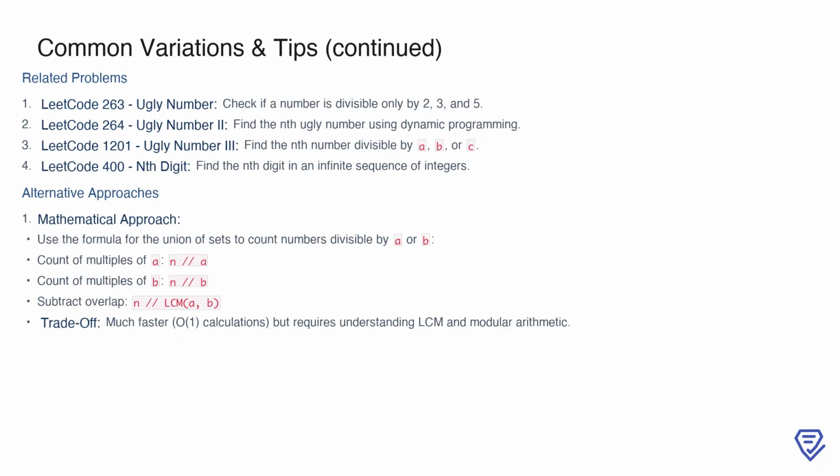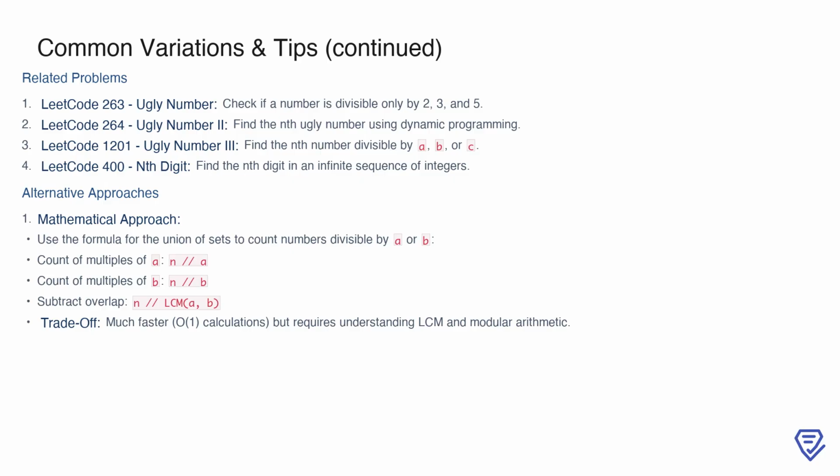The nth magical number problem has similarities with several other LeetCode problems. For example, LeetCode 263, Ugly Number, involves checking if a number is divisible only by 2, 3, and 5. LeetCode 264, Ugly Number II, extends this by asking for the nth ugly number using dynamic programming. Similarly, LeetCode 1201, Ugly Number III, focuses on finding the nth number divisible by A, B, or C. Another related problem is LeetCode 400, Nth Digit, which involves finding the nth digit in an infinite sequence of integers. These problems share overlapping concepts, such as divisibility and counting within constraints.